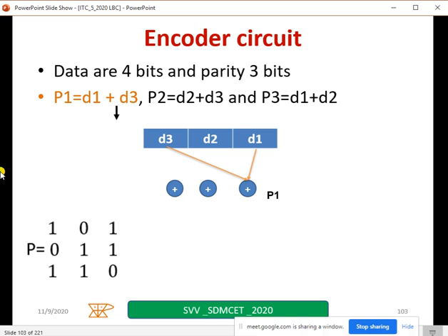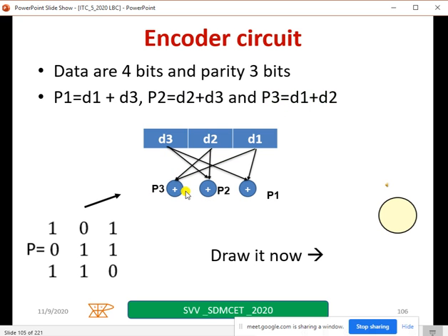See here. P1 equals D1 plus D3. I have to join from D1 and one more from D3, and I will get P1. Similarly, P2 equals D2, D3: connect D2 and connect D3. Last one, P3 equals D1 plus D2, so one from D1, another from D2. I get P1, P2, P3. This is the complete diagram that I get.